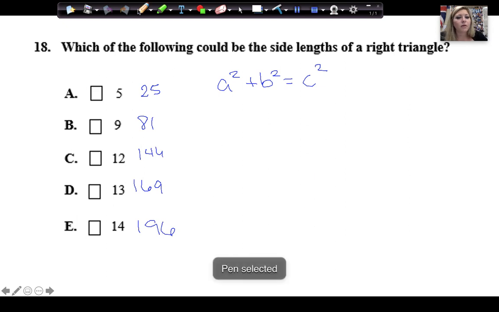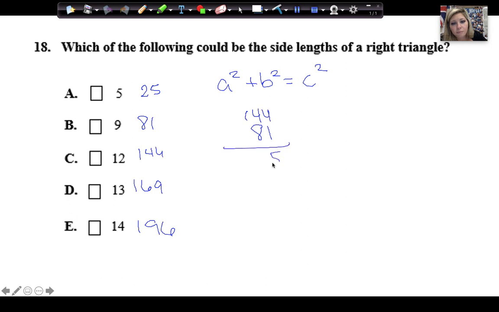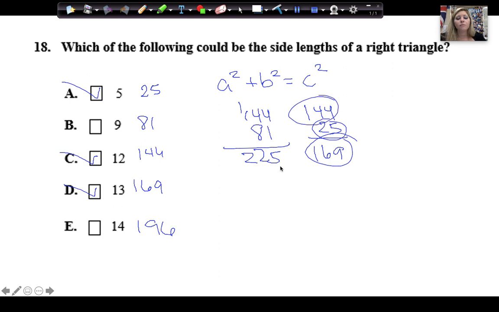Okay. So now we want to add 2 of these up to get a third. 25 plus 81 is not going to give us any of these others. 81 plus 144 is not going to give us one of those. Too big. But 144 and 25, let's see if that does. Yep. So 25, 144, and 169. When we add up our a squared plus our b squared, it has to equal our c squared. Our c squared is always going to be our biggest number out of the 3.